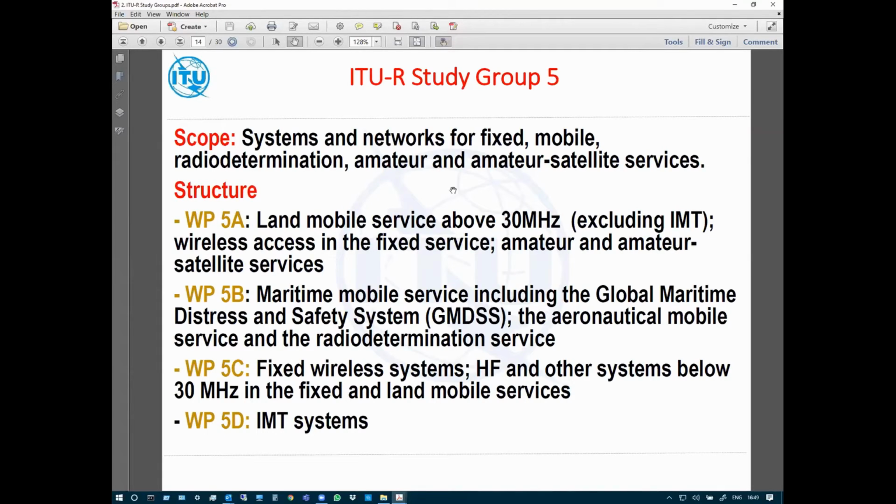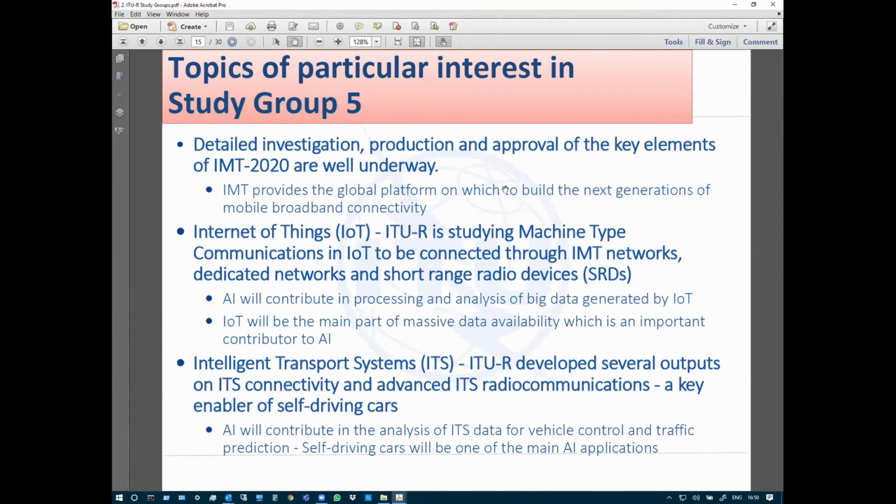ITU-R study group 5. As we mentioned, here it is more clear, excluding IMT, because for IMT we have the specific Working Party 5D. The main product is the detailed investigation and approval of the key elements of IMT-2020, which is still underway. Very soon we are going to publish the result of the last meeting of Working Party 5D about how the definition of a standard and the family of technologies that will comply with the IMT-2020 specifications is evolving. There are studies about the Internet of Things, machine-type communications to be connected to IMT networks, and dedicated networks for short-range devices and intelligent transportation systems, also a key topic on the last conference agenda. ITU-R developed several outputs on ITS connectivity and advanced ITS radiocommunications that are key enablers of self-driving cars.